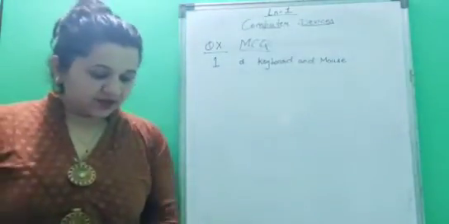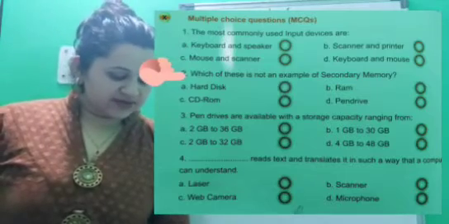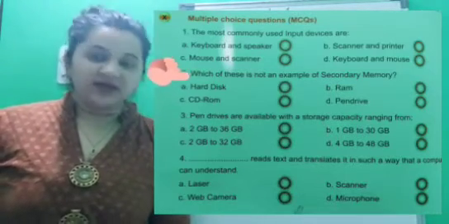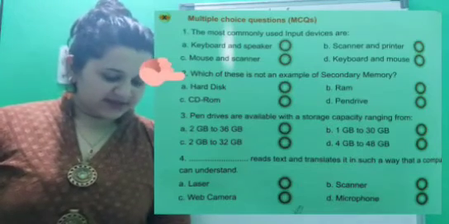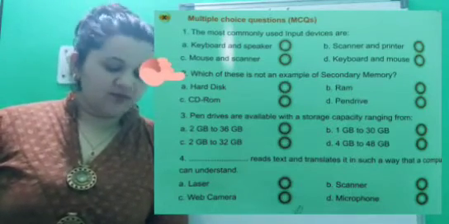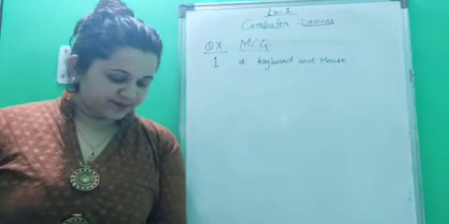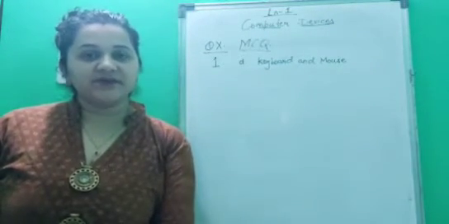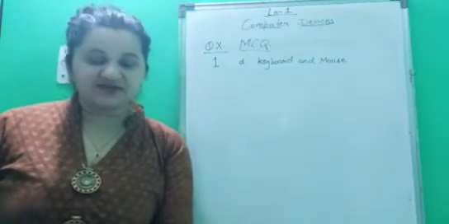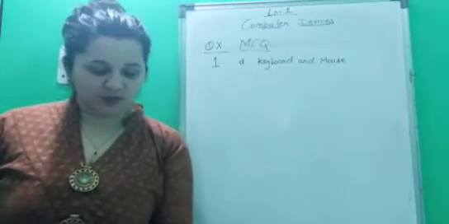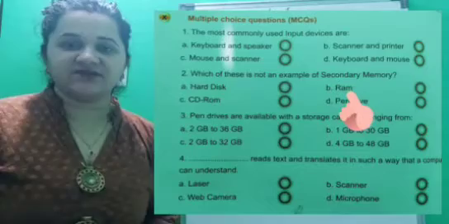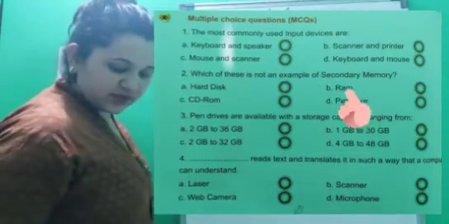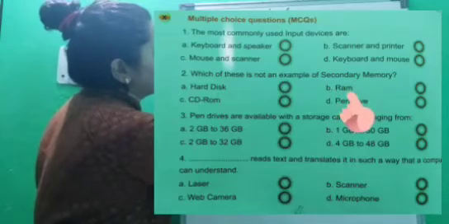Now question number 2. Which of these is not an example of secondary memory? Options are hard disk, RAM, CD-ROM, pen drive. See children, hard disk, CD-ROM, pen drive, these are the examples of secondary memory. Now what is left? RAM, random access memory. It is not an example of secondary memory. It is an example of primary memory. So tick on option B, RAM.